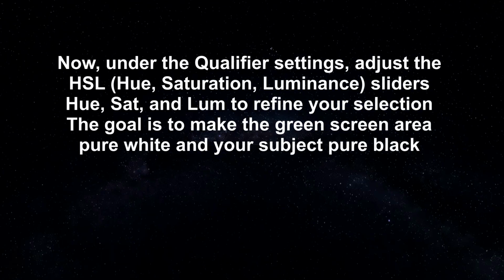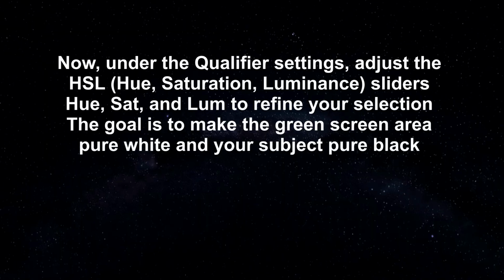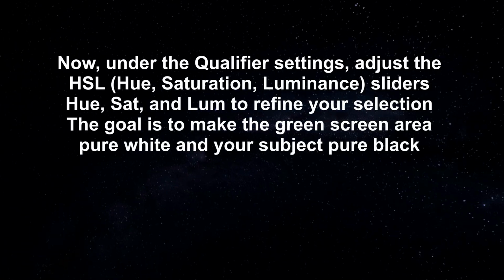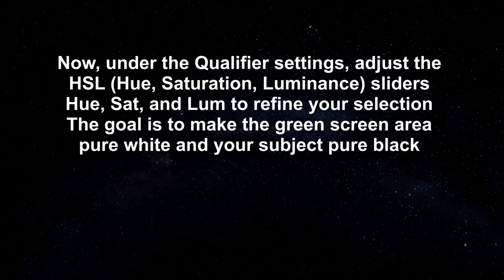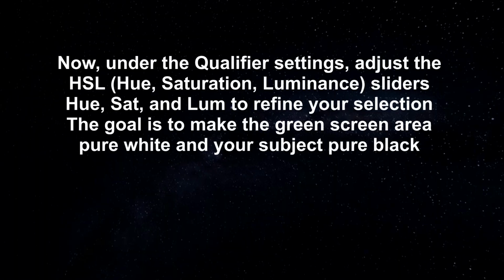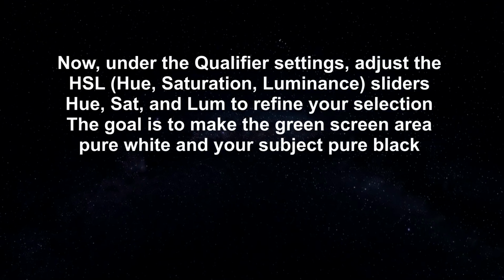Now, under the qualifier settings, adjust the HSL (hue, saturation, luminance) sliders, hue, sat, and lum, to refine your selection. The goal is to make the green screen area pure white and your subject pure black.